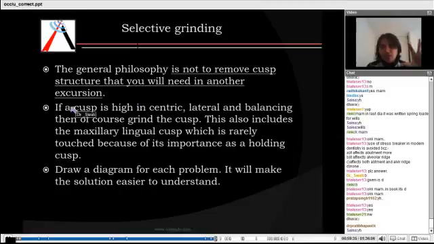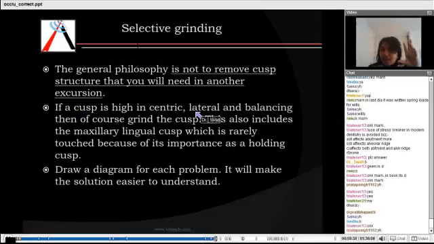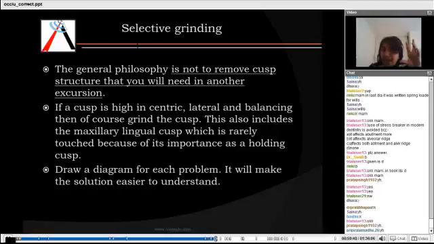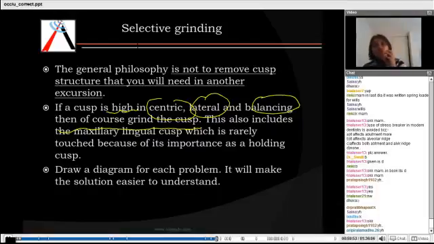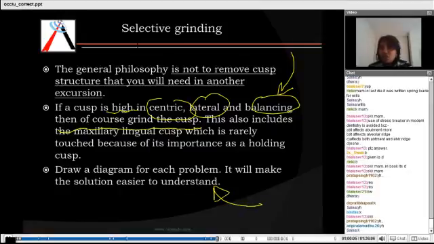Keep telling me so that I can move on. Okay? So if the cusp is high in centric, lateral and balancing, if the cusp is high in all 3 scenarios, then of course you can grind the cusp. This will also include your functional cusp. If your functional cusp is high in all the 3 excursions, you can grind it. Right? Every time you solve a problem, draw the diagram. That will make the solution easy to understand.